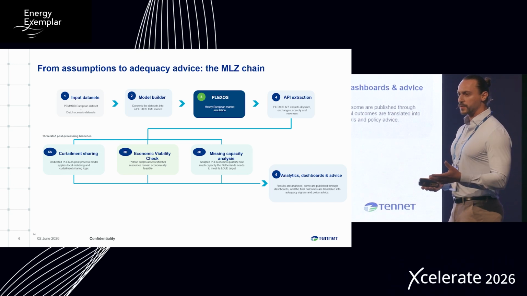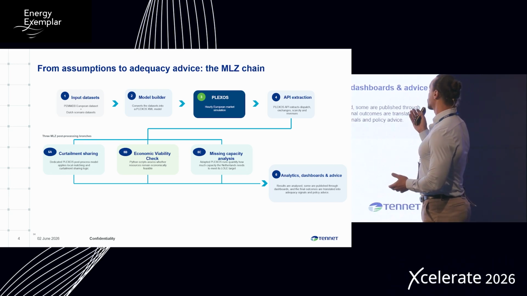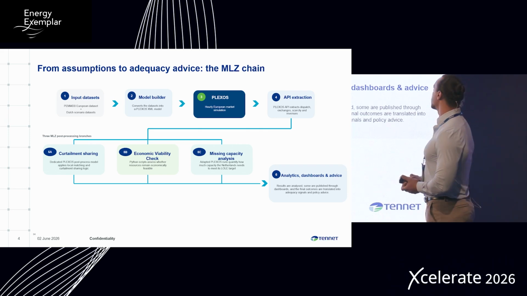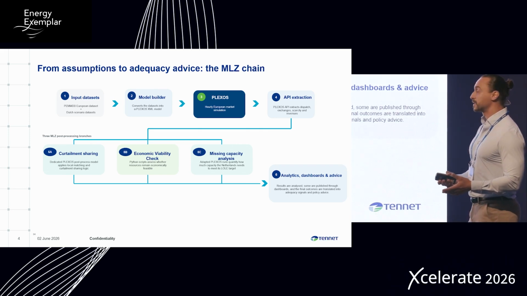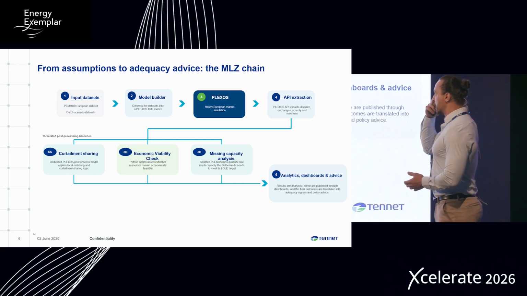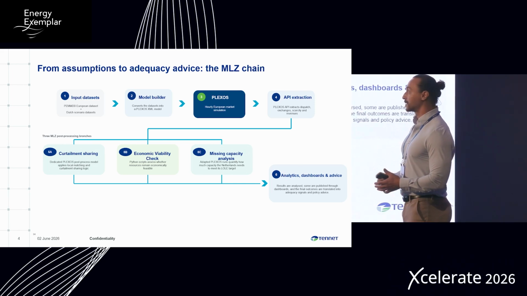So we run PLEXOS for multiple target years, for multiple weather scenarios, and we extract the outcome through the PLEXOS API. We extract different properties, such as the dispatch, exchange, scarcity, and revenues. After that, we have three main branches for the study.